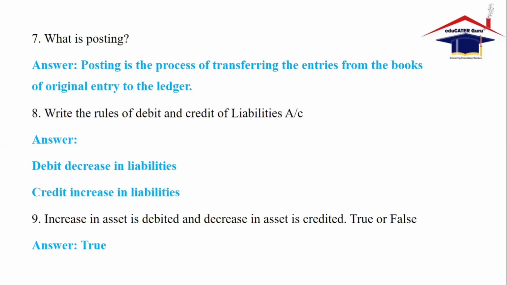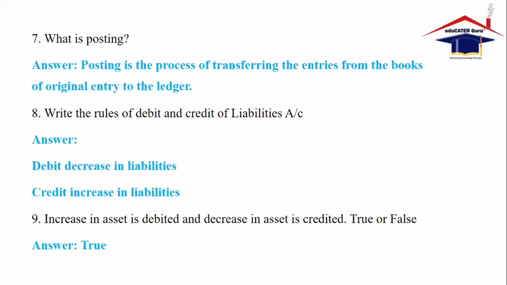Write the rules of debit and credit of liabilities. So the answer is like this. Debit decrease in liabilities, credit increase in liabilities. So usually when the liabilities is increased, it is credited. When the liabilities is decreased, it is debited. That is why always liability shows credit balance in trial balance.